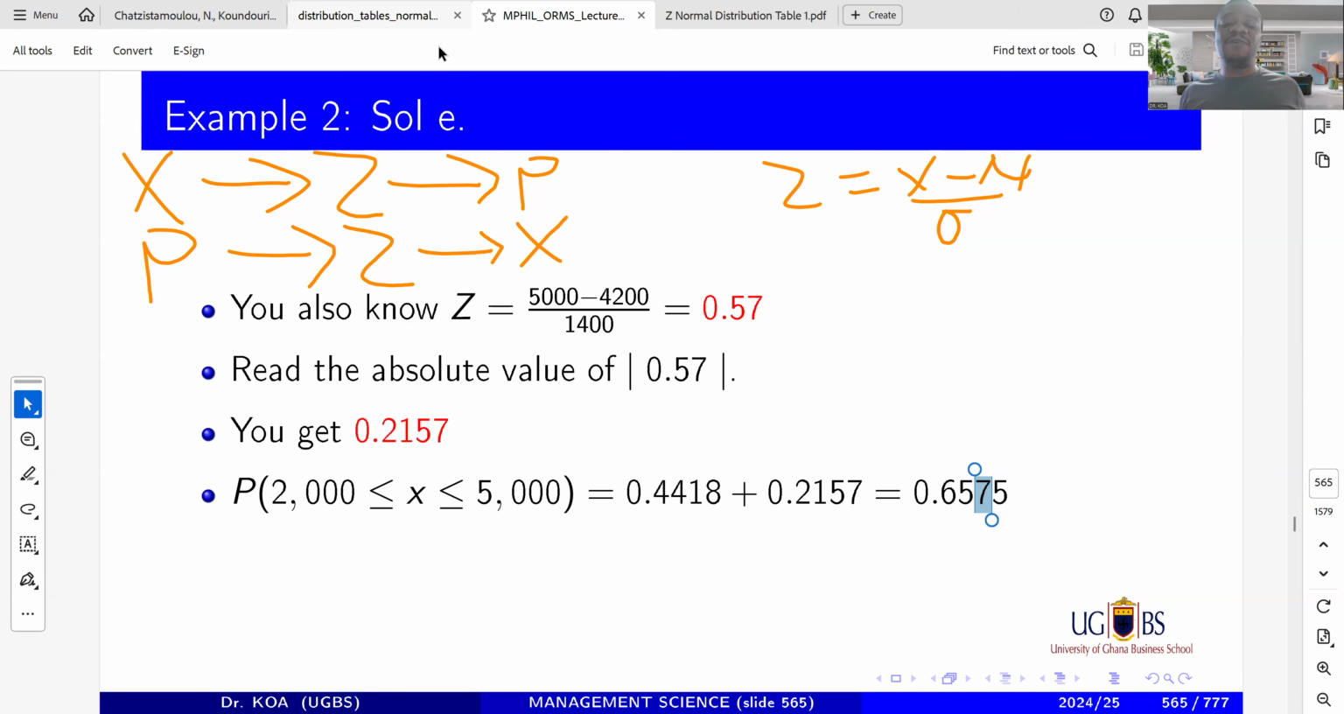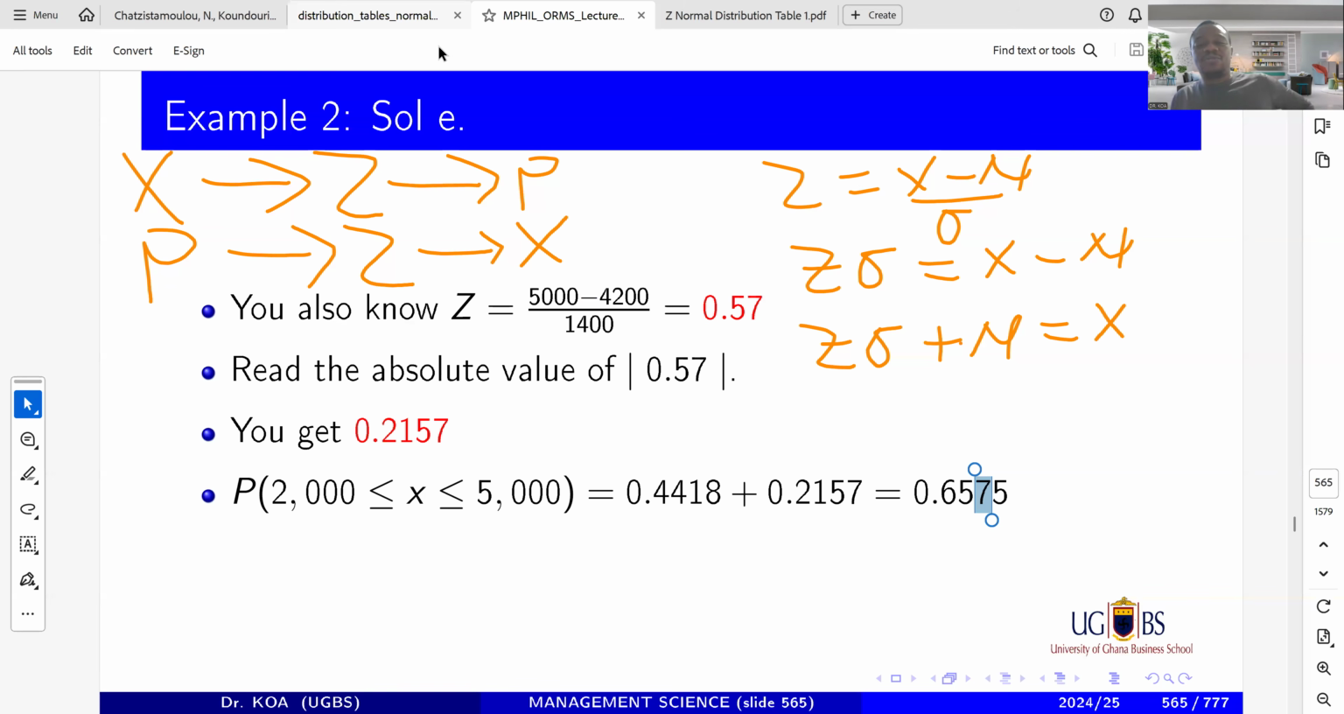That simply means that if you want to get an X from here, from this question, you make X the subject. To make X the subject, you just cross multiply, and that will give you Z sigma equals X minus mu. If you want X, you move the mu to the left-hand side. So you have the Z sigma. When the mu comes to the left-hand side, it becomes plus. That's equal to X. So X is equal to Z sigma plus mu. Very cool.